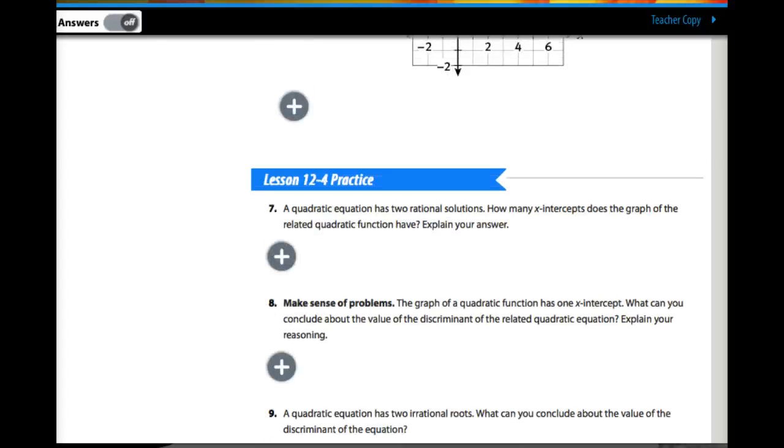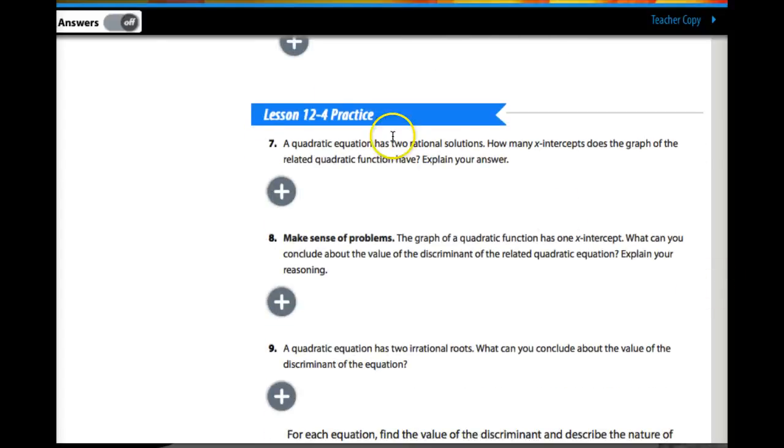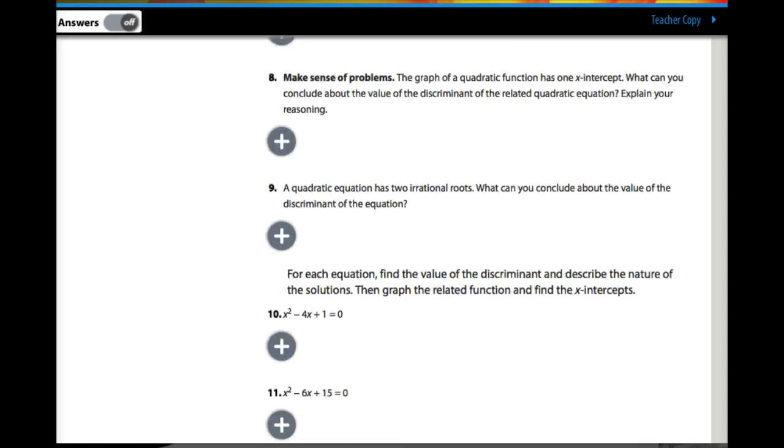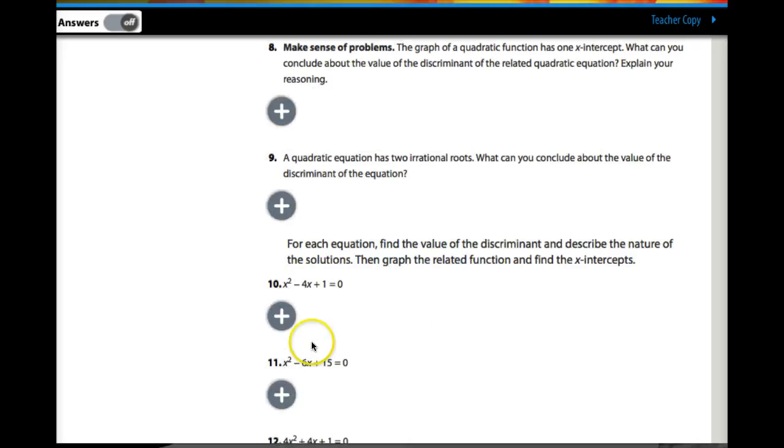the questions that you're answering are just related to that. So two real rational solutions, how many x-intercepts does it have? Explain all of those things. So the first couple of those are just based on knowing that chart, so 7 through 9. Then the next thing we're going to do is looking at answering 10 and 11, because I only assigned through 11 in this first section since you have another section as well.